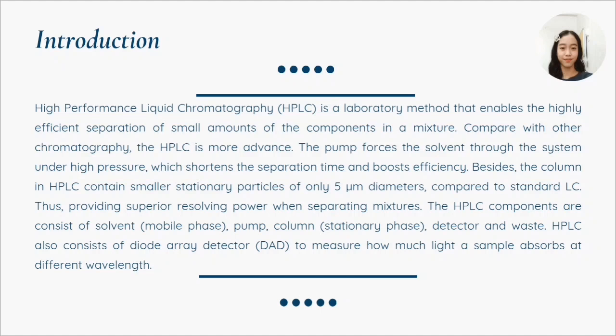Besides, the column in HPLC contains smaller stationary particles of only 5 micrometer diameter compared to standard LC, thus providing superior resolving power when separating a mixture. The HPLC components consist of solvent as mobile phase, pump, column as stationary phase, detector, and waste. HPLC also consists of a diode array detector, DAD, to measure how much light a sample absorbs at different wavelengths.